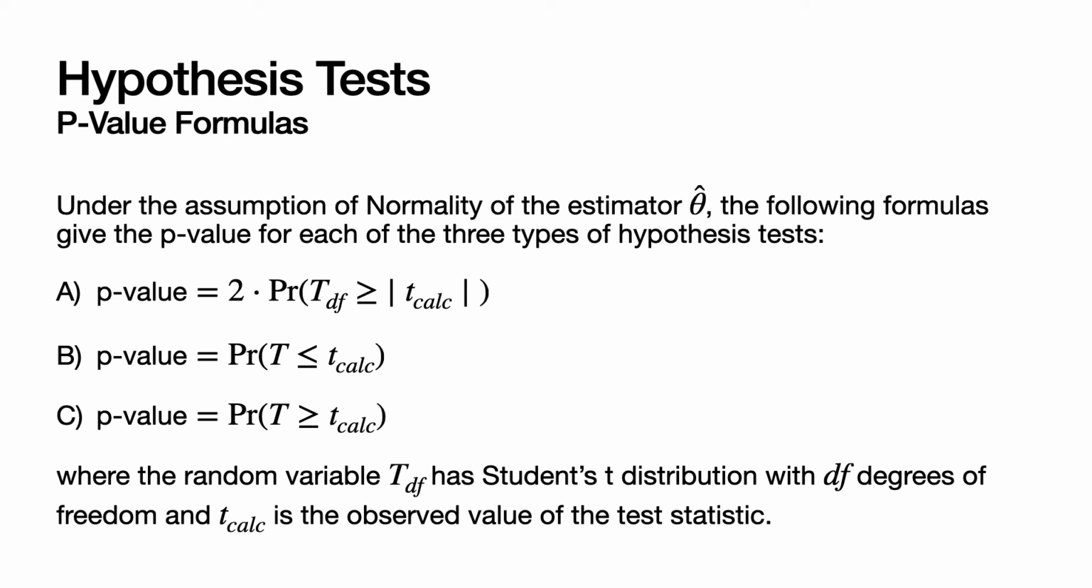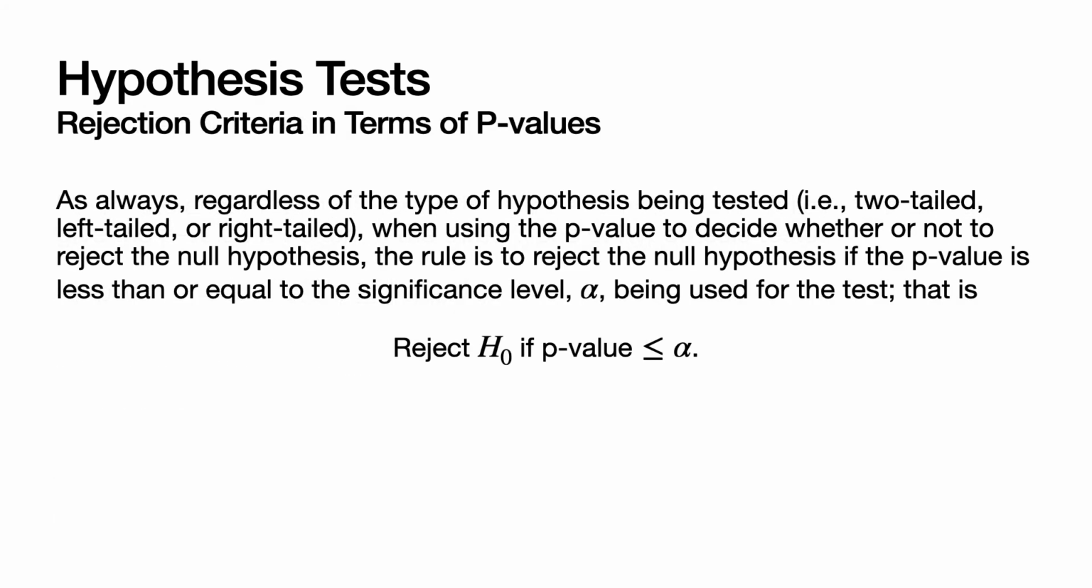Now again, as always, regardless of the type of hypothesis being tested, whether it's a two-tailed test, a left-tailed test, or a right-tailed test, when using the p-value to decide whether or not to reject the null hypothesis, the rule is to reject the null hypothesis if the p-value is less than or equal to the significance level being used for the test, which is alpha.